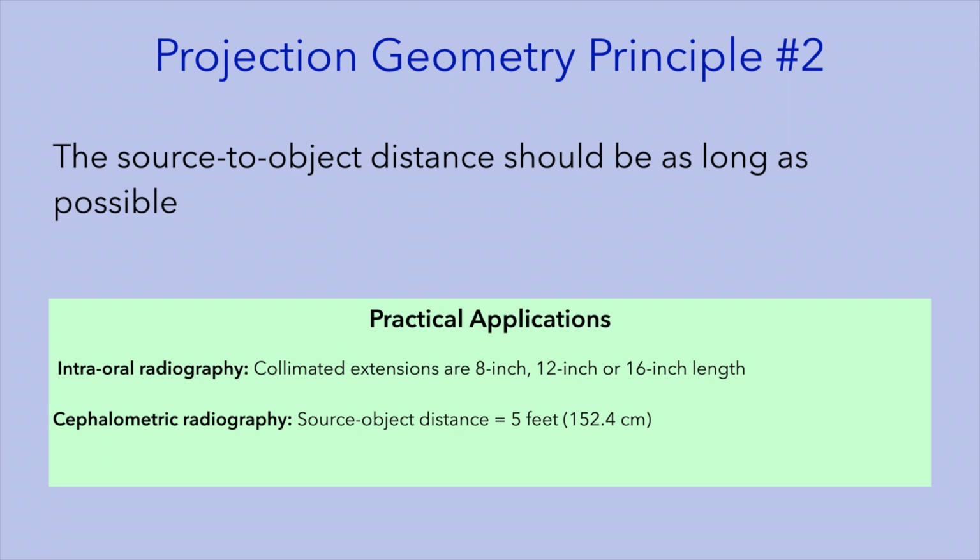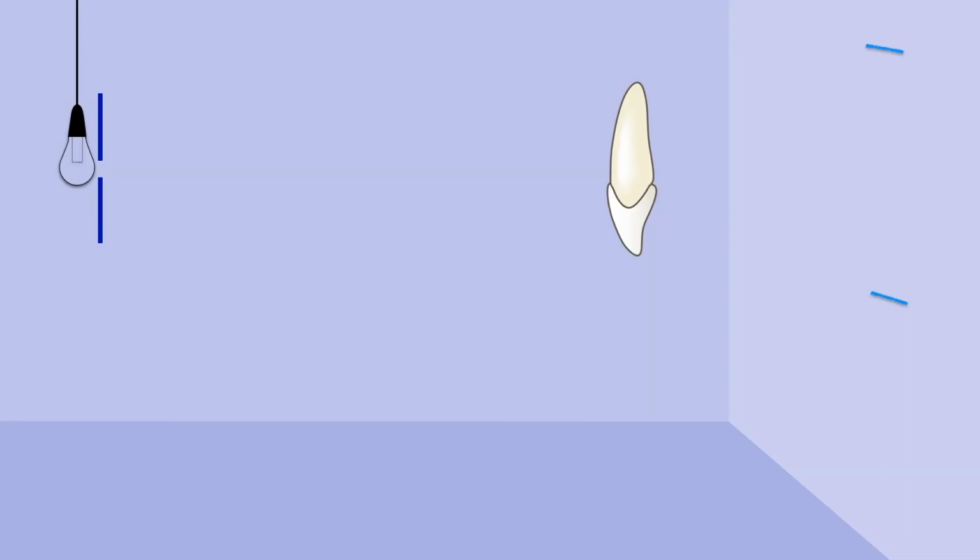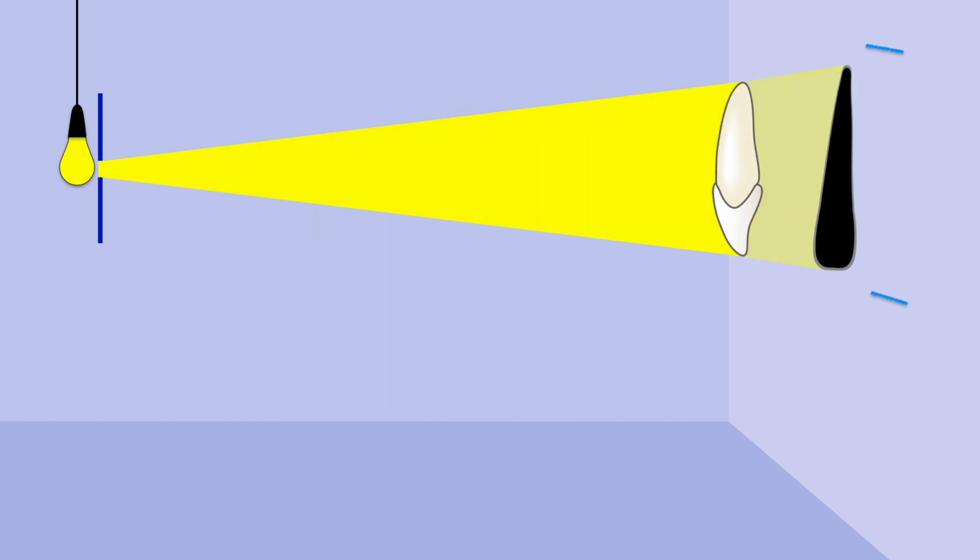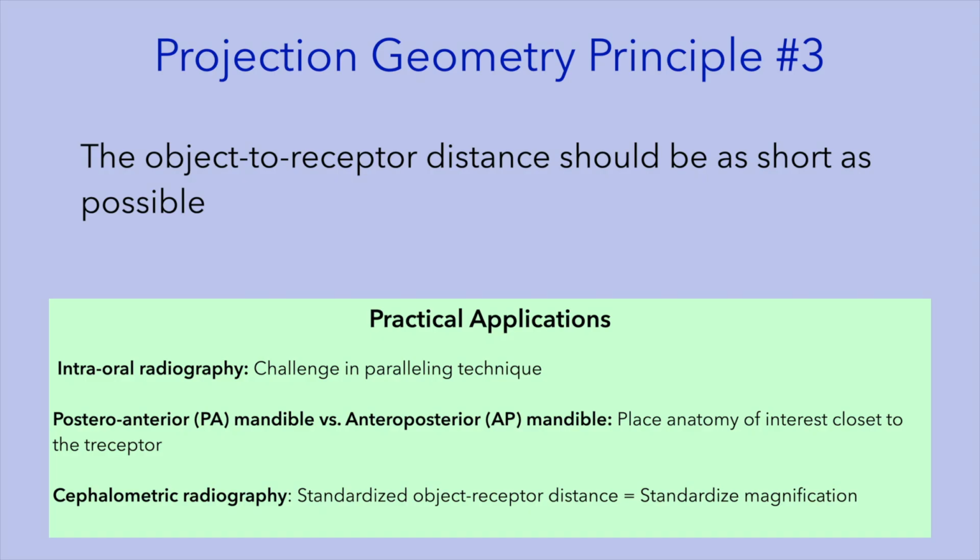Another practical application is in cephalometric radiology, where we make images of the skull with minimal magnification so that we can compare changes over time. And we decrease the magnification by using a source-object distance of 5 feet. Next, let's move the object closer to the receptor. By decreasing the distance between the object and the receptor, we increase the sharpness and decrease the magnification of the image. And that is the basis for principle number 3. The object to receptor distance should be as short as possible.